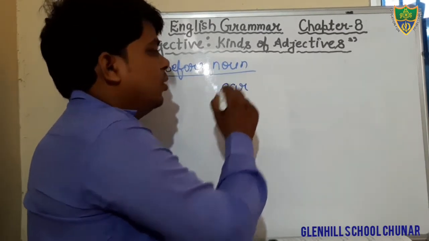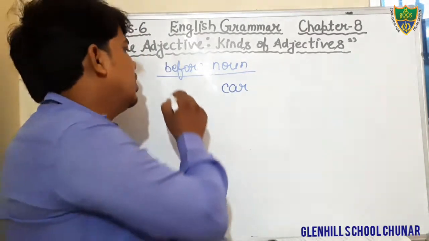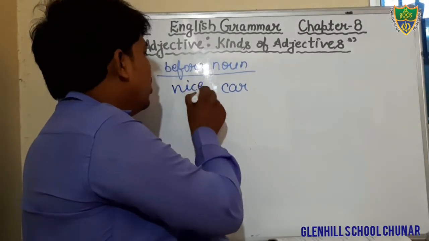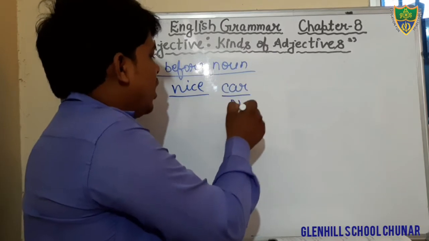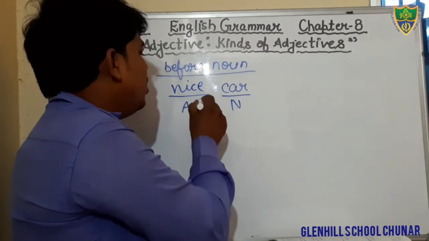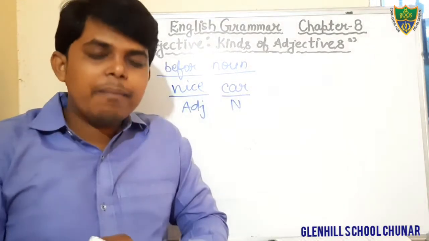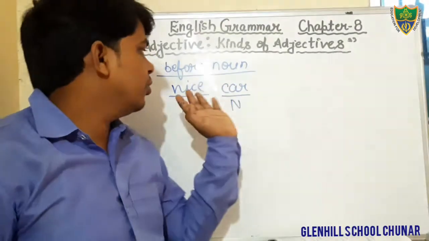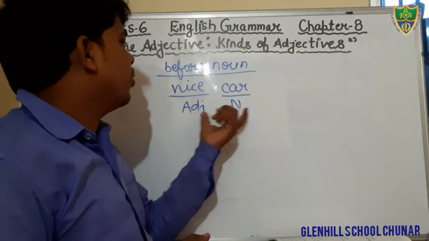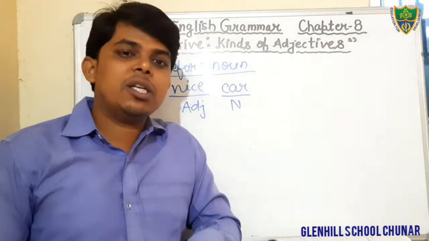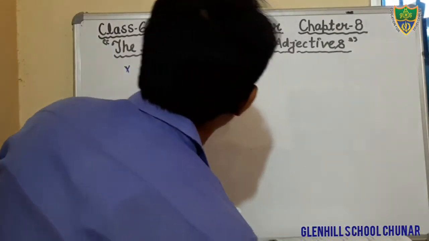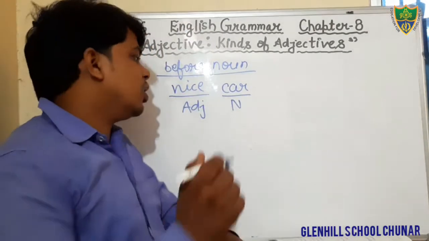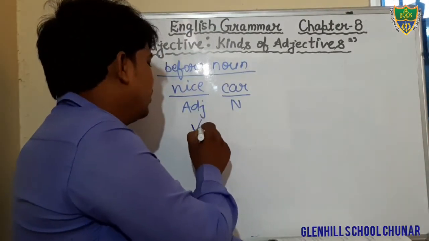Car. That is a nice car. The word nice is the adjective and car is the noun. The first feature says that the maximum number of adjectives occur before the noun. So in this sentence, it occurs before the noun. And the second feature I have told you is that it occurs just after the verb.